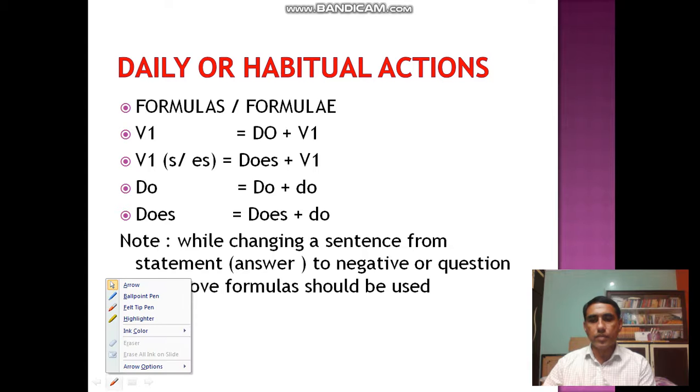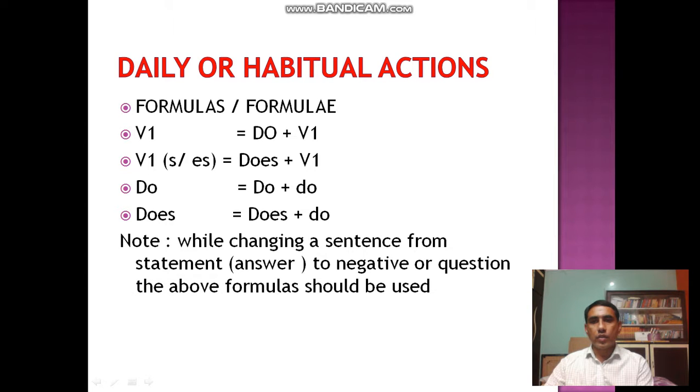Just a minute. Ball pen, highlight. Okay. Okay. Look. Formulas. Formulae.